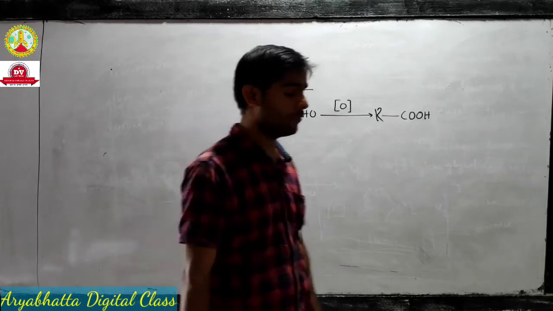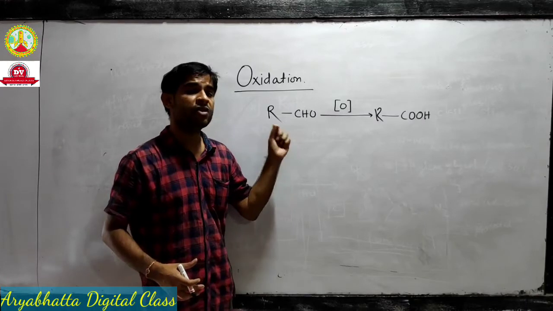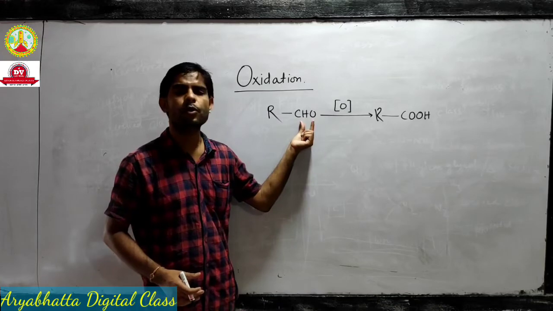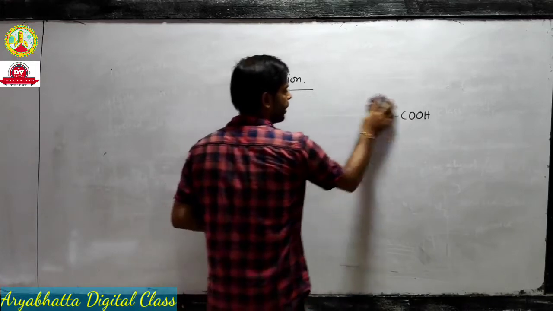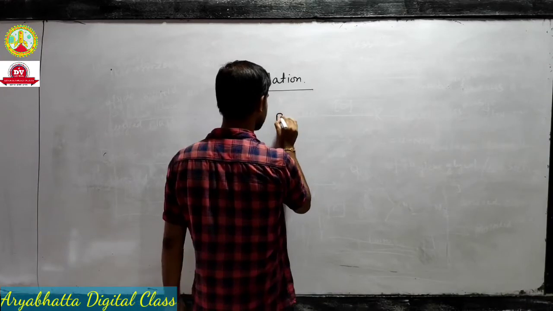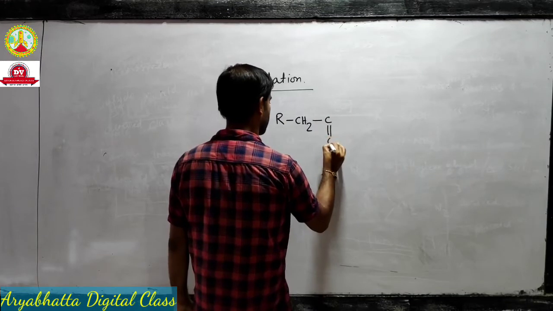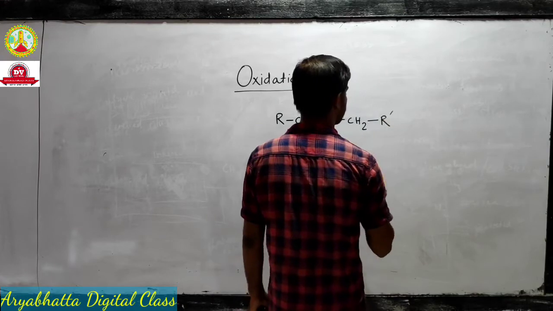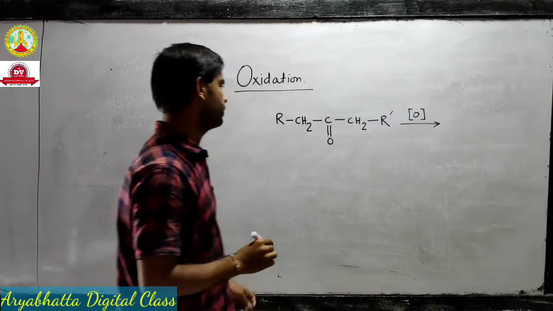But suppose we have a ketone, then how will a ketone behave? Oxidizing an aldehyde is very easy. Just instead of CHO, you put COOH, that's it, no difficulty. But oxidizing a ketone is a bit tricky. Suppose we have R, CH2 and R', and suppose we are oxidizing it.